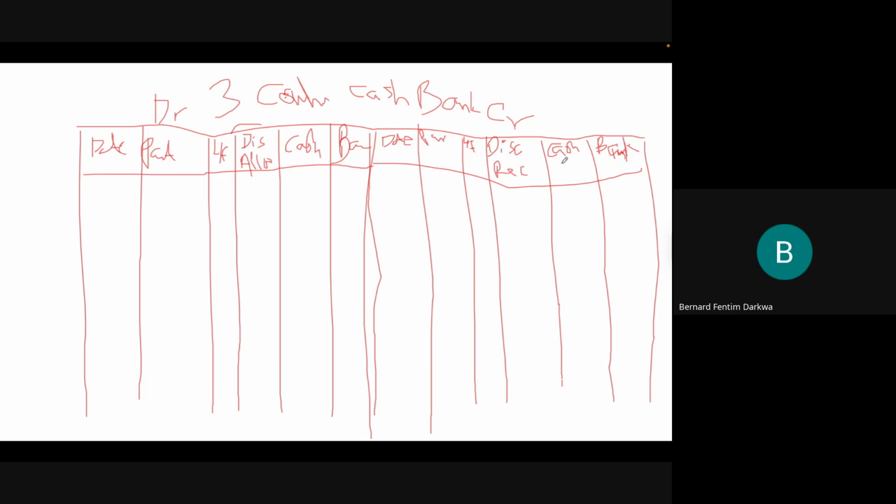So we have the discount column making the three column. So if you want to talk three column, it's just like the two column cash book with bank and cash, and we are introducing the discount column.